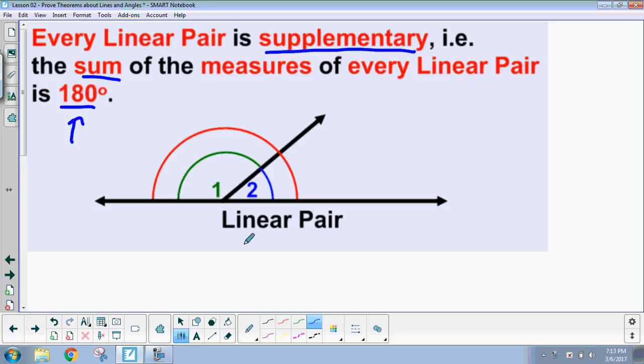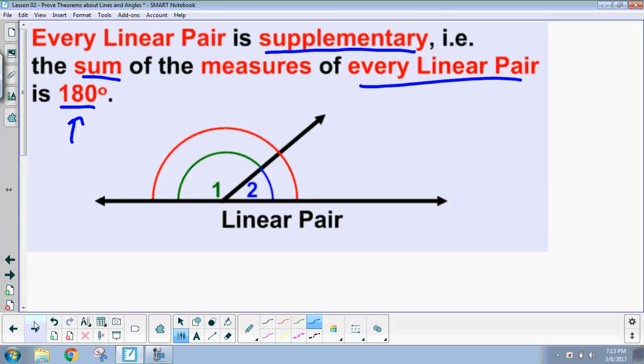Here's an example of linear pairs. They're also adjacent, they're next to each other. But when you stick them together, you get 180. Every linear pair is going to be 180. Let's keep going. Let me make sure there's nothing underneath.